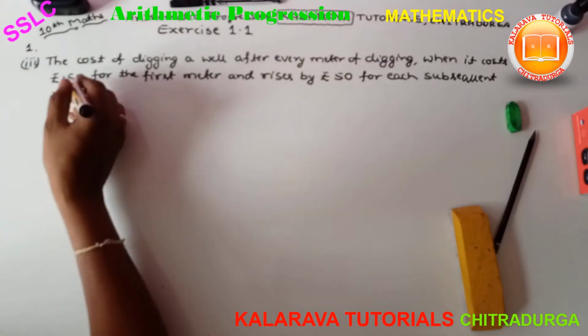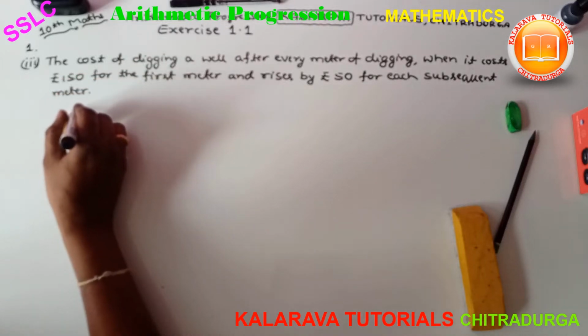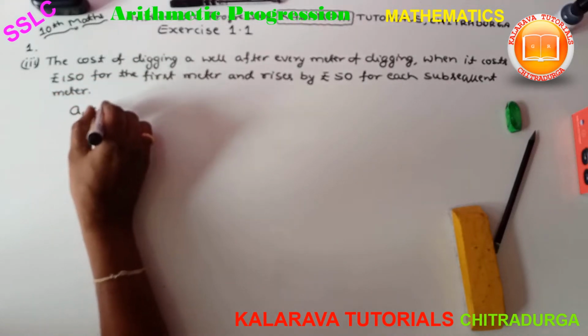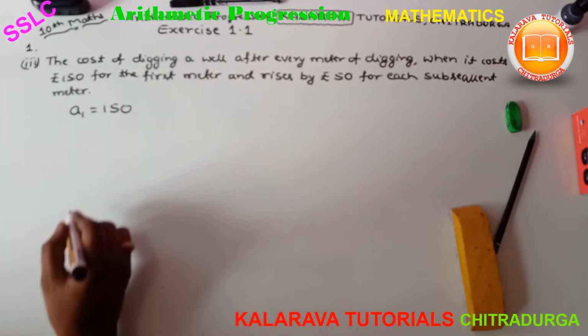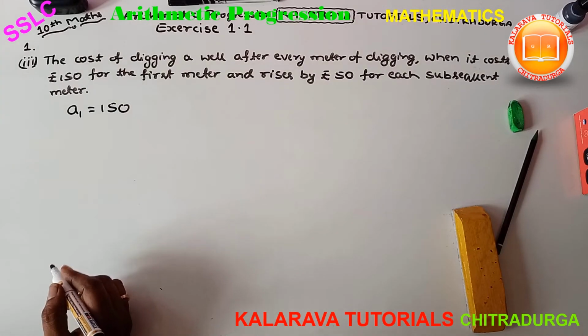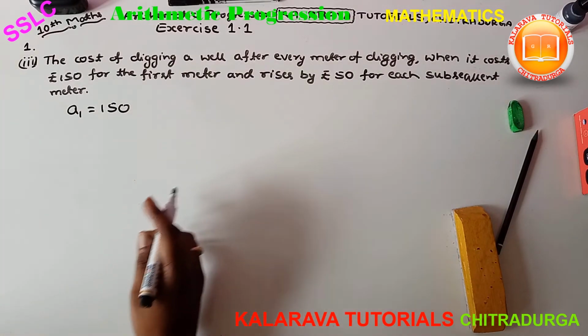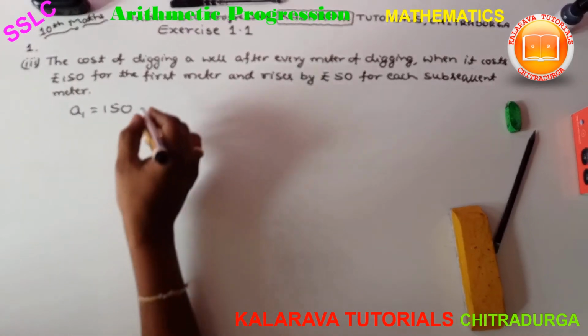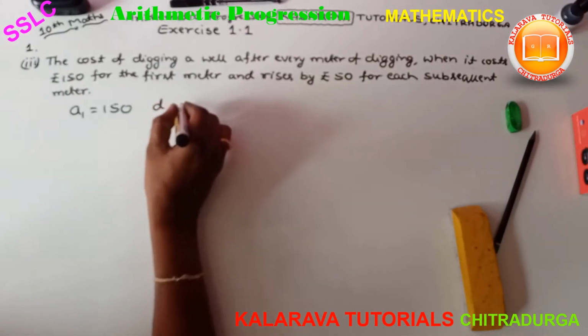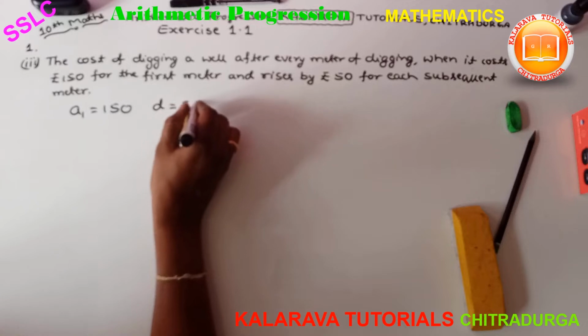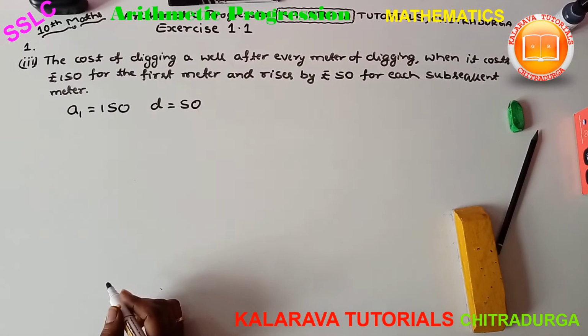Here we take this as the first meter cost, so that one is taken as A1. A1 is equal to rupees 150. And then for each meter it rises by rupees 50, so that is D, which is taken as 50.